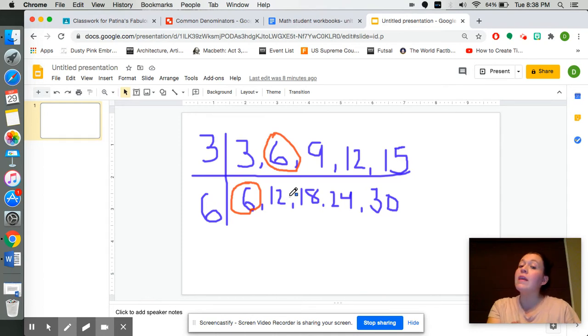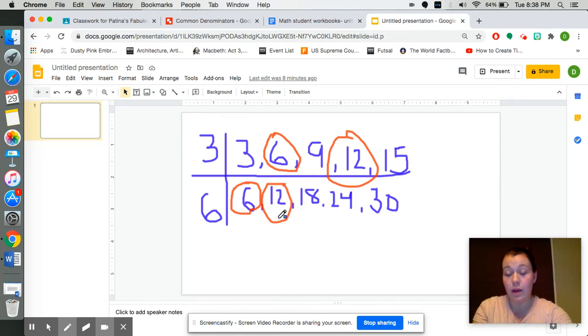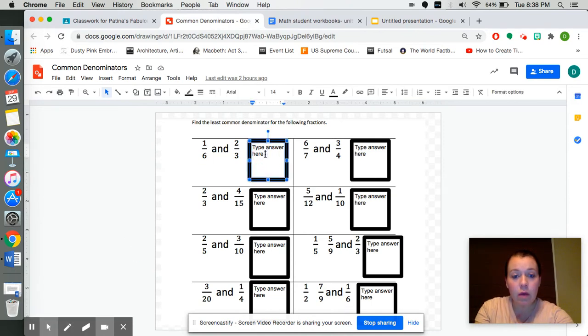But notice something else, 5th graders. They also have 12 in common. So here's the thing, 5th graders. You want to go with the smallest one so that you don't have to simplify your fraction later. So what's smaller, 6 or 12? 6. So that's going to be my least common denominator. So I'm going to go back over to my Google Drawings, and all you simply do is double click inside the box and type the common denominator is 6.